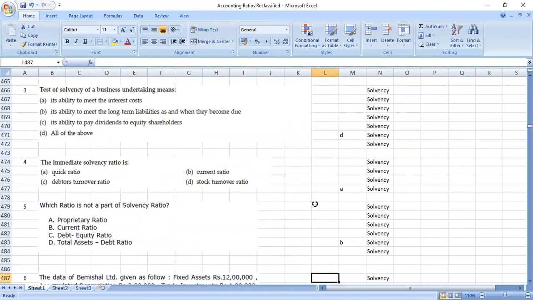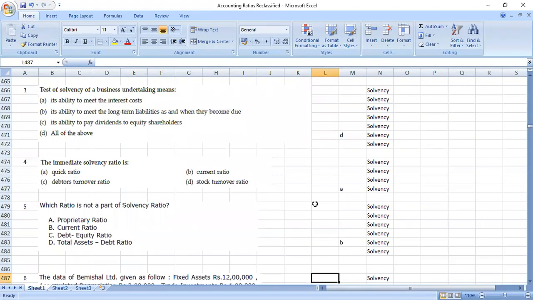Test of solvency of a business undertaking means its ability to meet interest costs, its ability to meet the long-term liabilities as and when they become due, its ability to pay dividend to shareholders. All of the above. So solvent means you should be able to meet your liabilities. That is the point, right? So all of them.